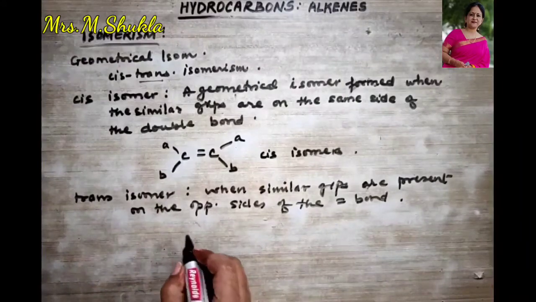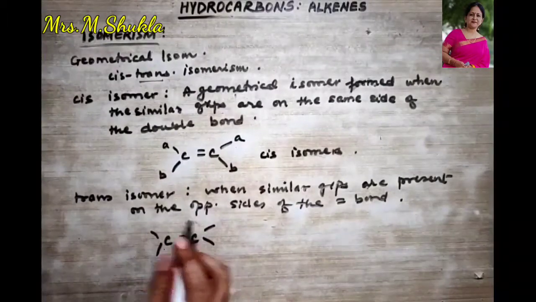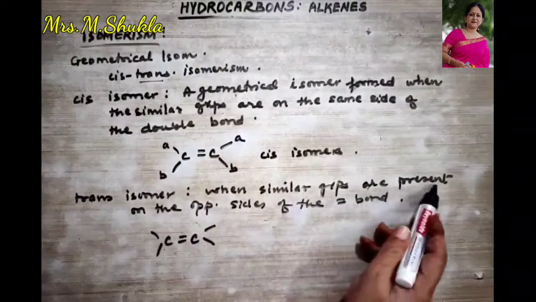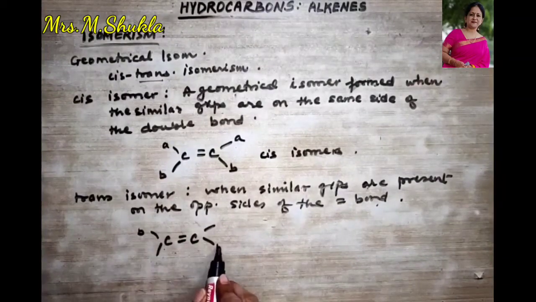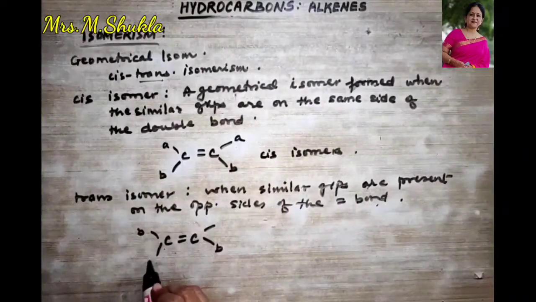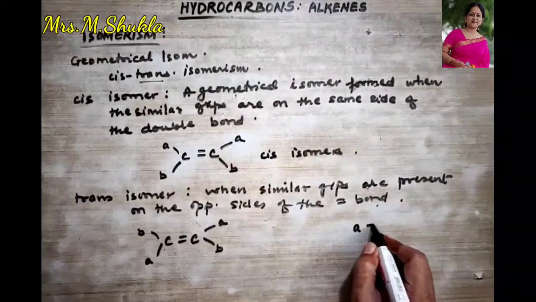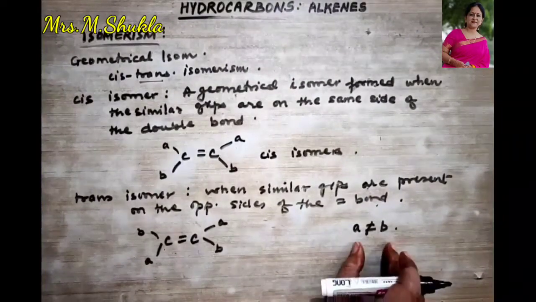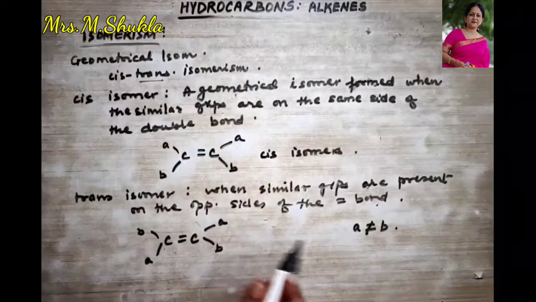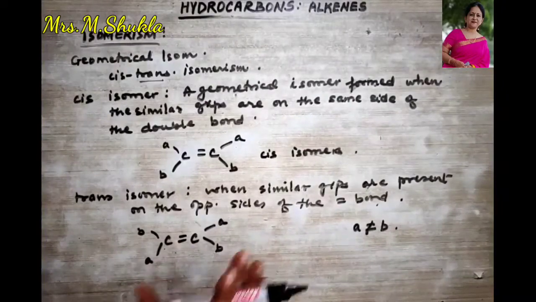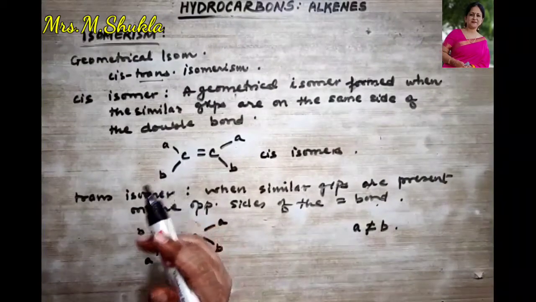For example, it is like C double bond C, this. Okay, then what did I say? Similar groups are present on the opposite sides of the double bond. So if this is B, then the opposite side is B. They are similar. If this is A, then this should be A, right? And we always should remember that A should never be equal to B. That means the two substituents should not be the same. A should not be equal to B, right? So from studying this, what have we understood? What are the conditions that are necessary?